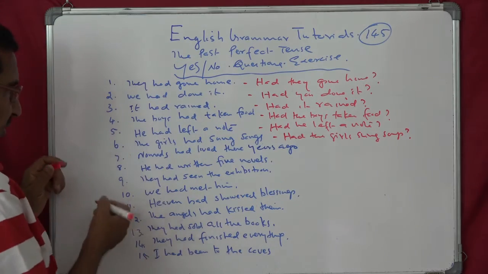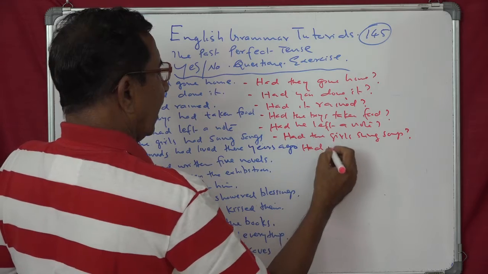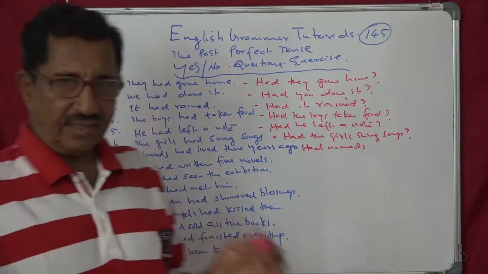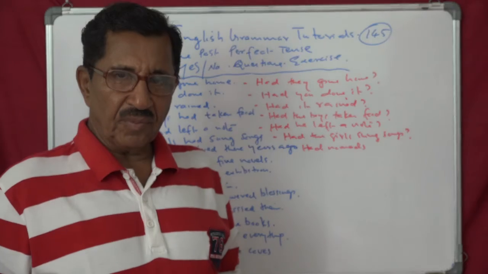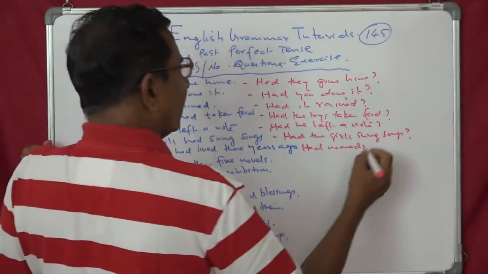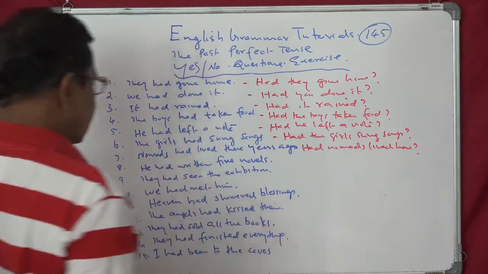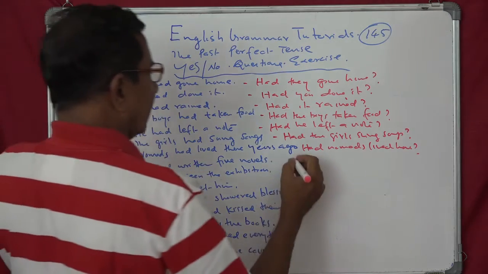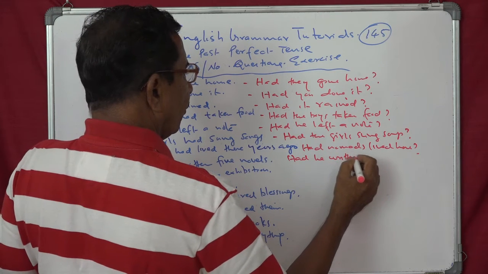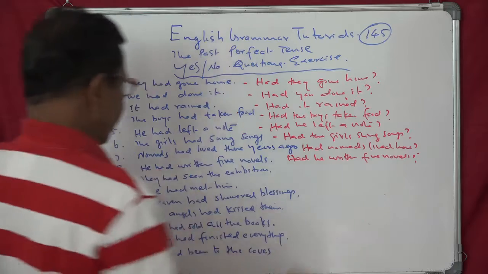Now we have nomads had lived. Had nomads lived here? Nomads means those people who wander here and there. They are people who don't settle, but they move from one place to another. Okay? And next example, he had written 5 novels. Had he written 5 novels?